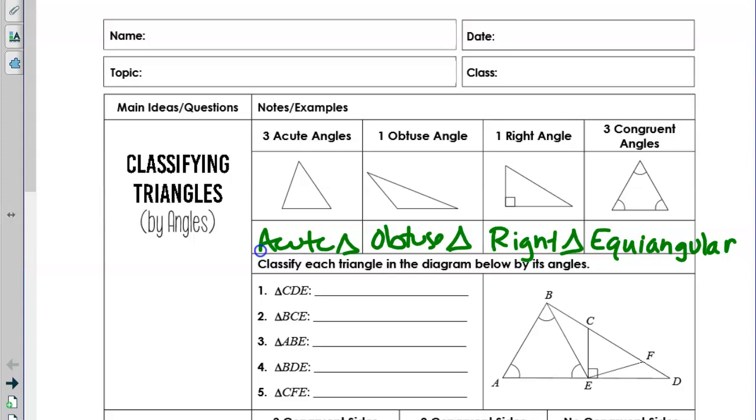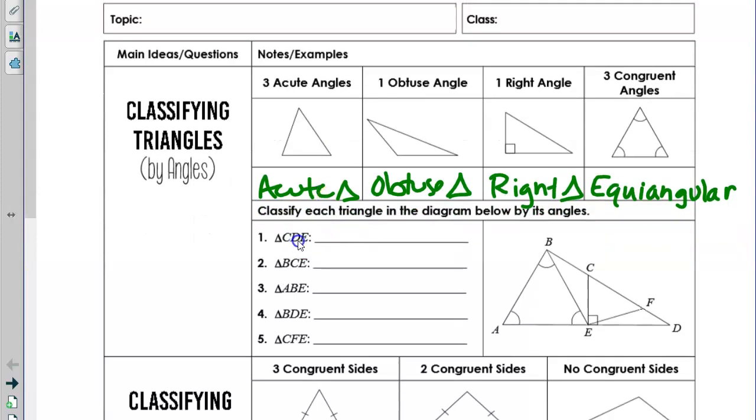Well, when we go down, notice that this is classifying triangles by the angles. So if I'm asking you to classify by angles, these are the words that you use. But when we get down to sides, that's when you'll see equilateral. But all equiangulars are equilateral. Nate, what's your question?